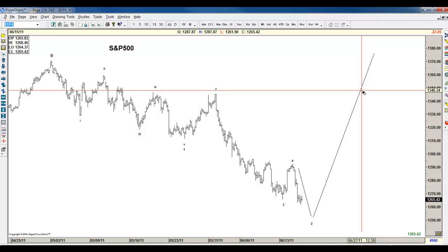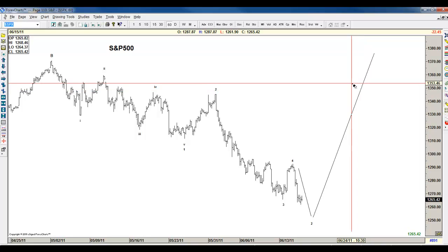So let's see what happens. Gold is not that clear. The same with silver. So let's see what happens for tomorrow. Thank you.